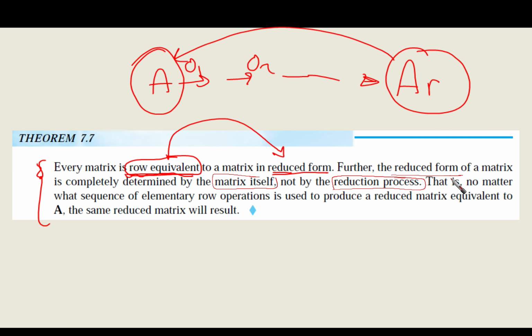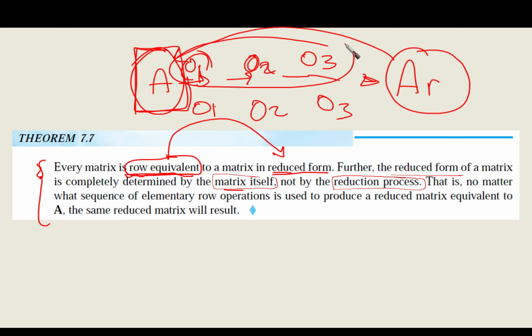Further, the reduced form of a matrix is completely determined by the matrix itself, not by the reduction process. Yes, this means that we are making the process on A. So if you make some row operations O1, O2, O3, and I make another type of operation, different from this O1, O2, O3, you go with this procedure, I went with this procedure, and we both can reach the same reduced matrix.